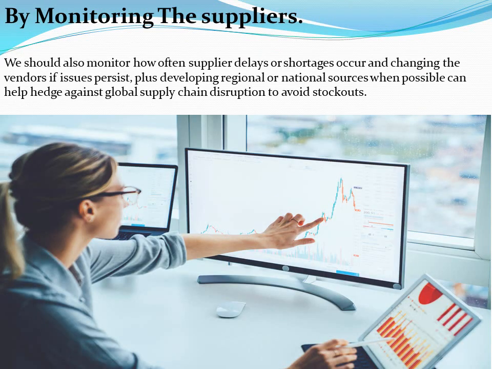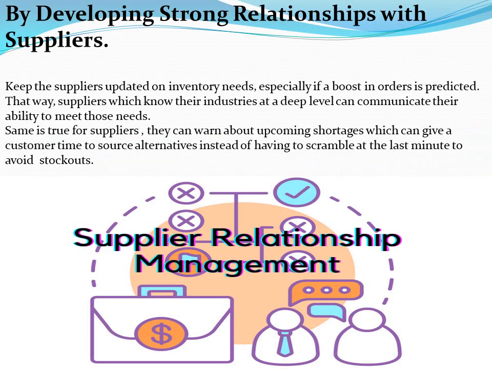By monitoring the suppliers, we should also monitor how often supplier delays or shortages occur and change the vendors if issues persist. Plus, developing regional or national sources when possible can help hedge against global supply chain disruptions to avoid stockouts. By developing strong supplier relationships, keep suppliers updated on inventory needs, especially if a boost in orders is predicted. That way, suppliers, who know their industries at a deep level, can communicate their ability to meet those needs.